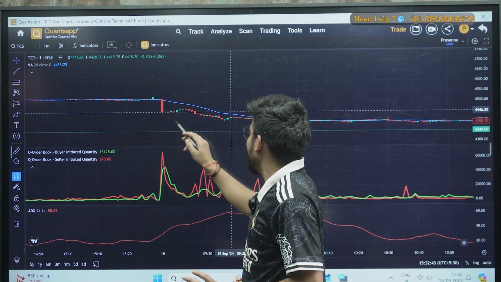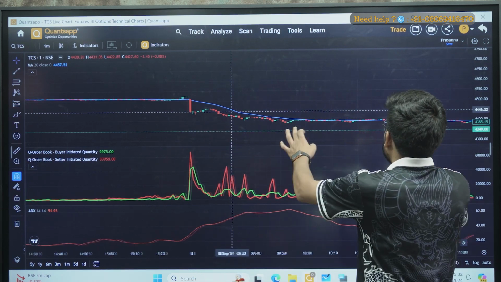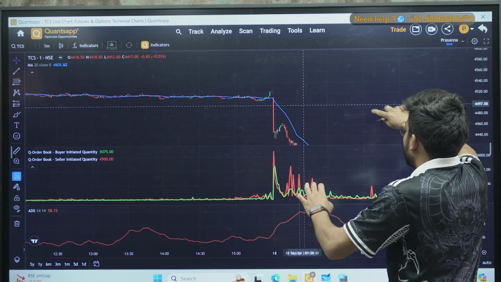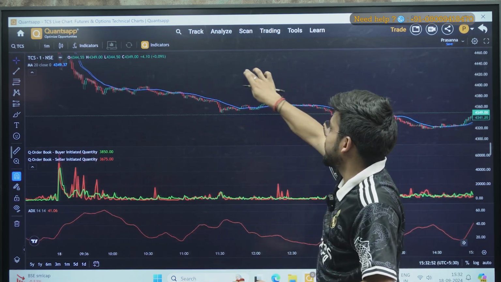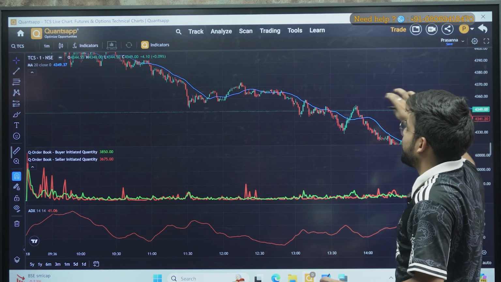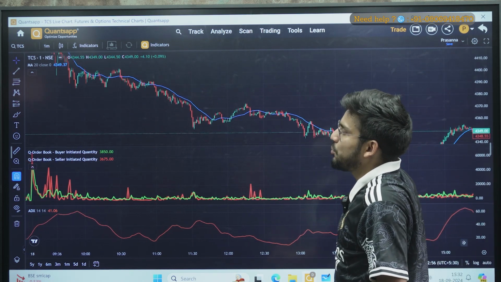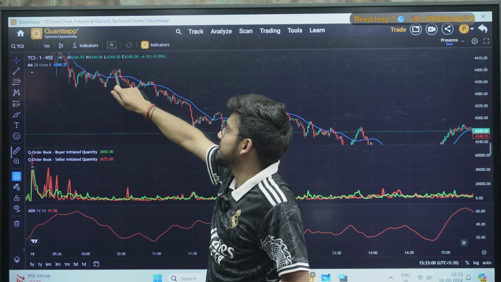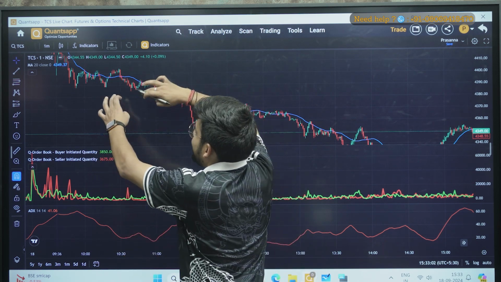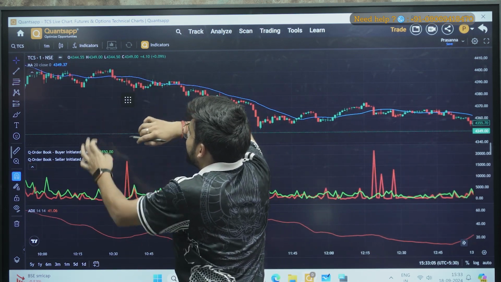Now I'll add a simple moving average. So a simple moving average was formed here. You can say a simple moving average line I have drawn here. Now I'll go with the put buying, right? So I'll buy the put whenever my candles break the simple moving average in the upward direction, and I'll wait for a red candle to form here, right?